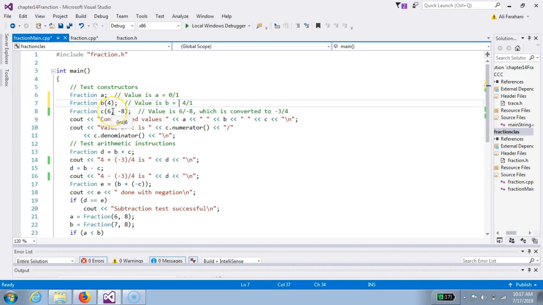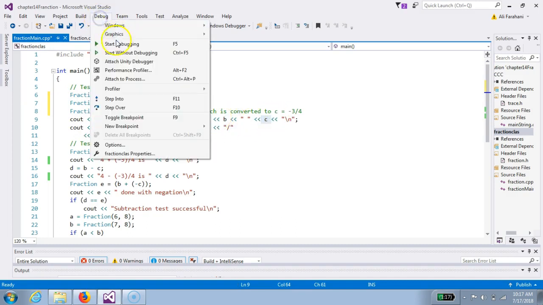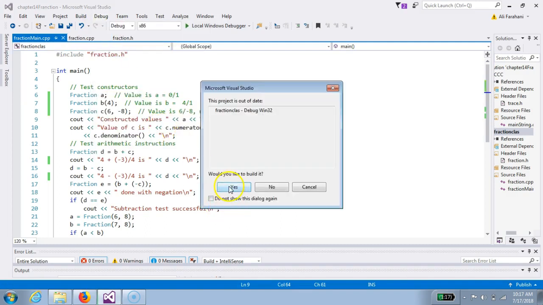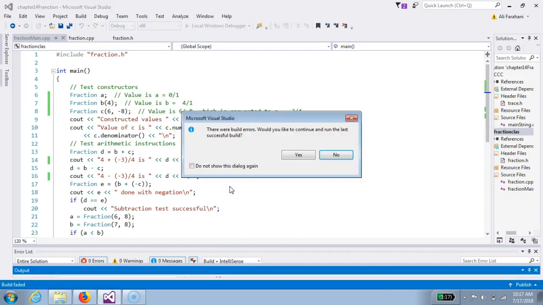And then the fraction c that receives 2 parameters. What happens here is normalize is called, the fraction is reduced, and negative is passed to the numerator. So really this c is equal to negative 3/4. And notice we have overloaded the output operator for fractions. So I can actually say cout a, so the fraction is printed. Same with b and same with c. So if I run this, let's look at the beginning of it. Let's run this, and you will notice.